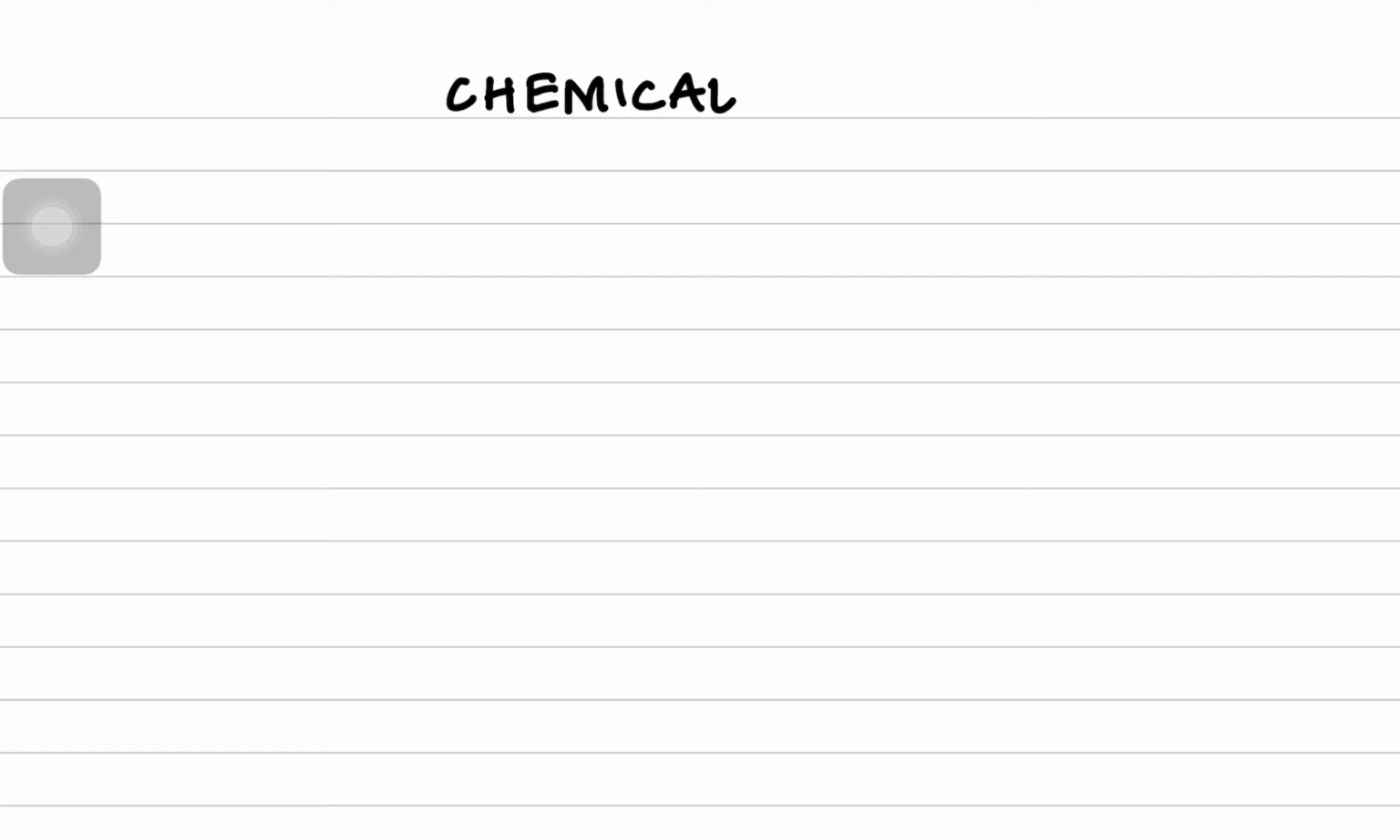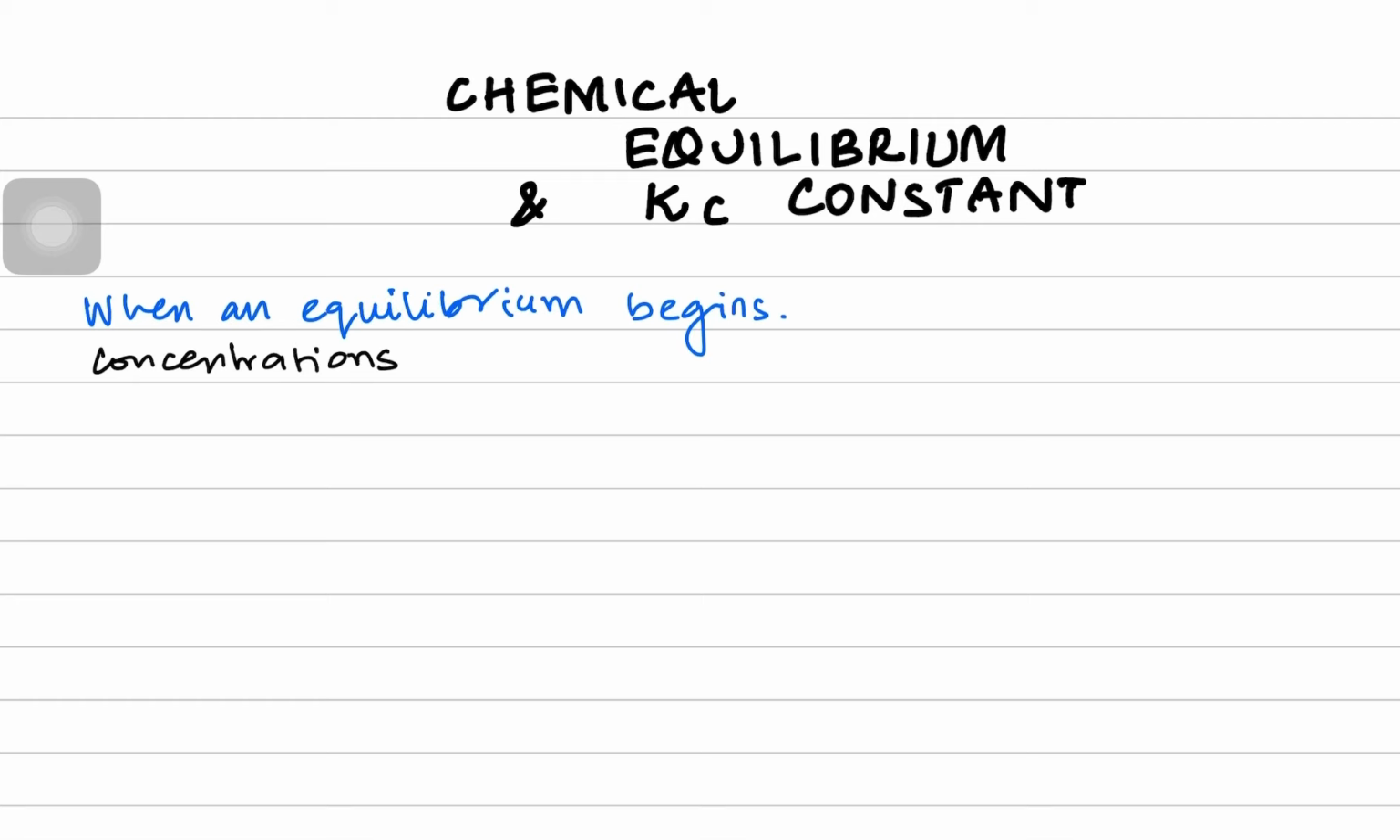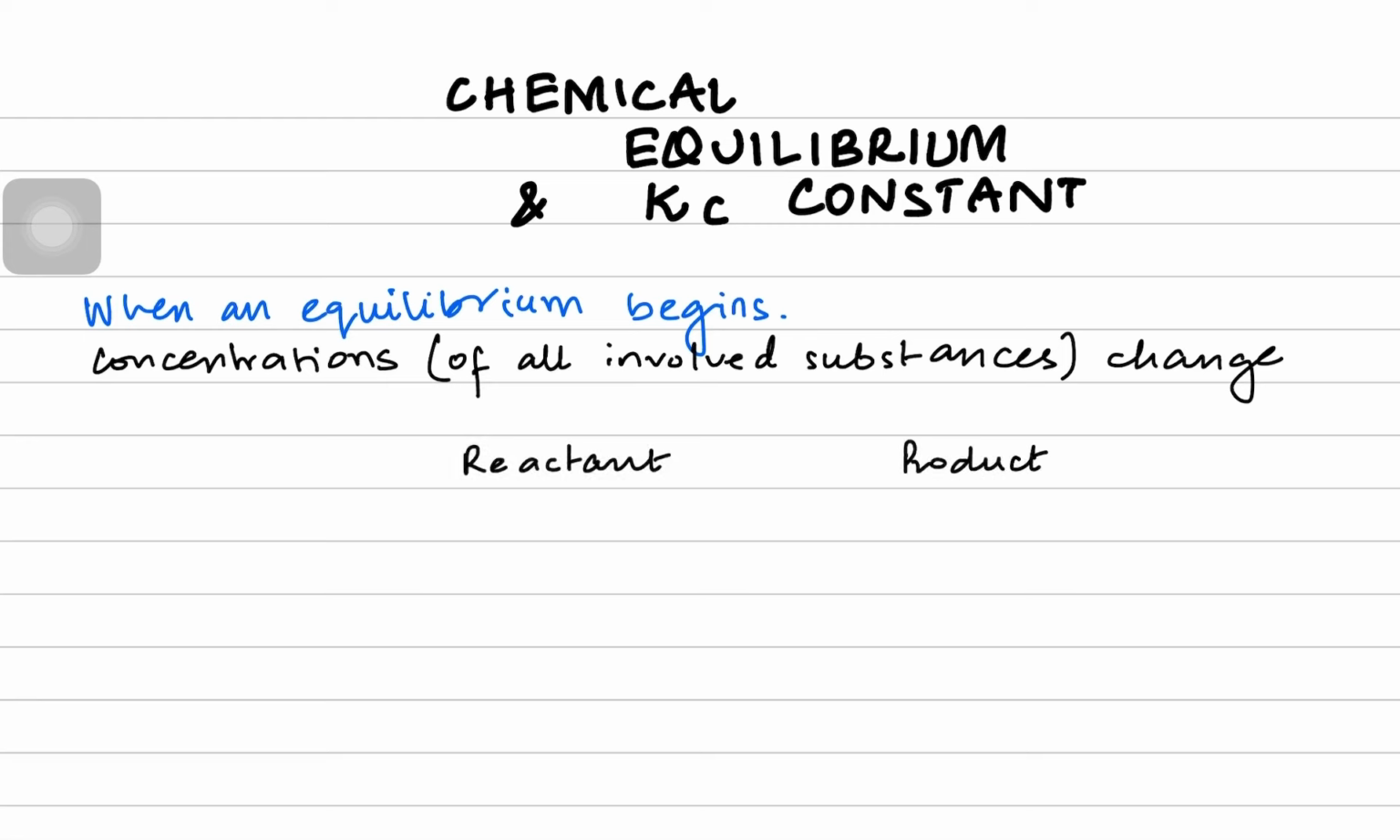Today's video is going to be about chemical equilibrium and the equilibrium constant in terms of concentration that we call the Kc constant. For that we need strong basics of reversible reactions, because we know that when an equilibrium begins, obviously the concentration of all involved substances changes. Whether they are reactants or products, their concentrations begin to change.